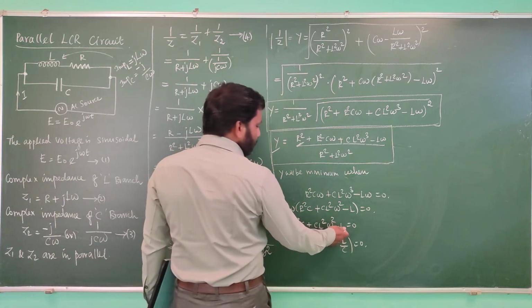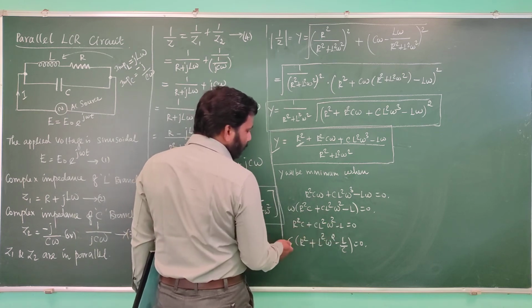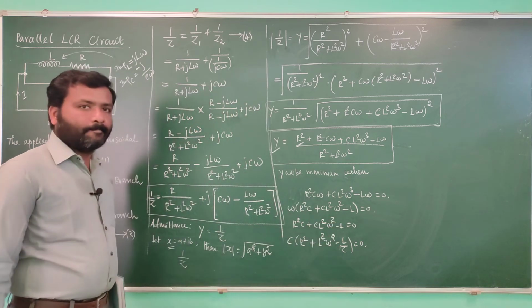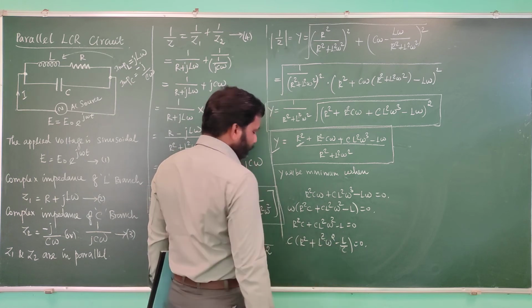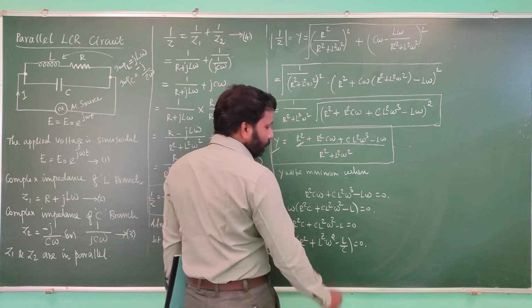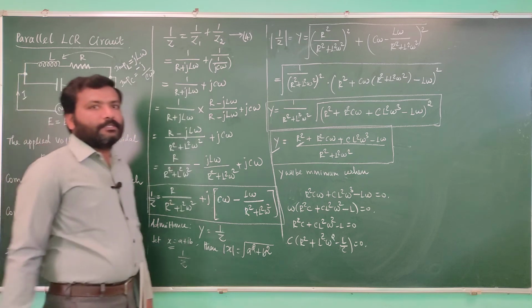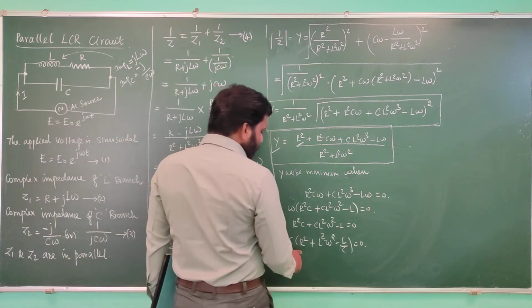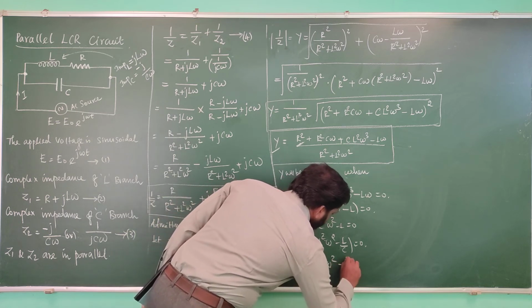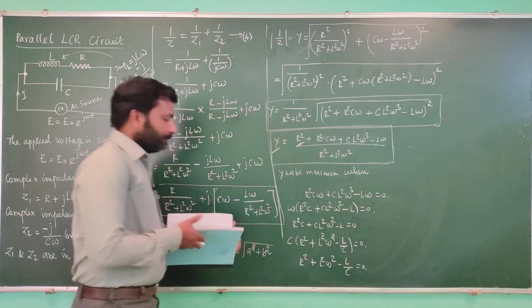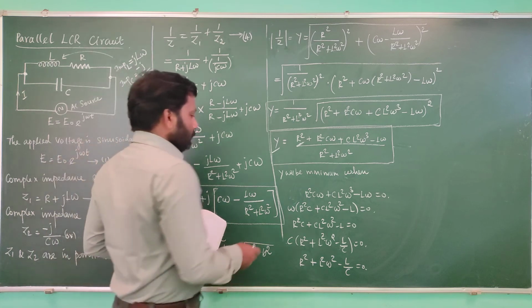Why l by c? Because in this there is no c. If you want to take c common out, you have to multiply and divide with c. So the multiplied c comes common out and the divided c is here. In this, capacitor cannot be 0, right? If capacitor is 0, then this parallel LCR circuit may not be valid. So what could be 0? So r square plus l square omega square minus l by c could be equal to 0.